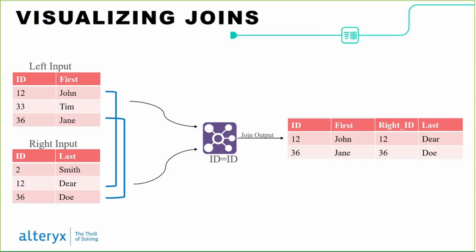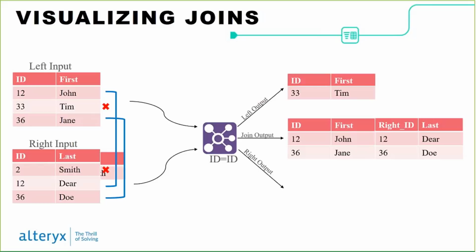Those two don't match between the two data sets, which is why I want to introduce the second and third outputs of this tool. The first of which is going to be the left output. The left output is simply saying, what was in my left input that was not in my right? So in this case, Tim, ID number 33, was not found in my right data set. Conversely, on the flip side, you'll see that Smith had no match to my left input.